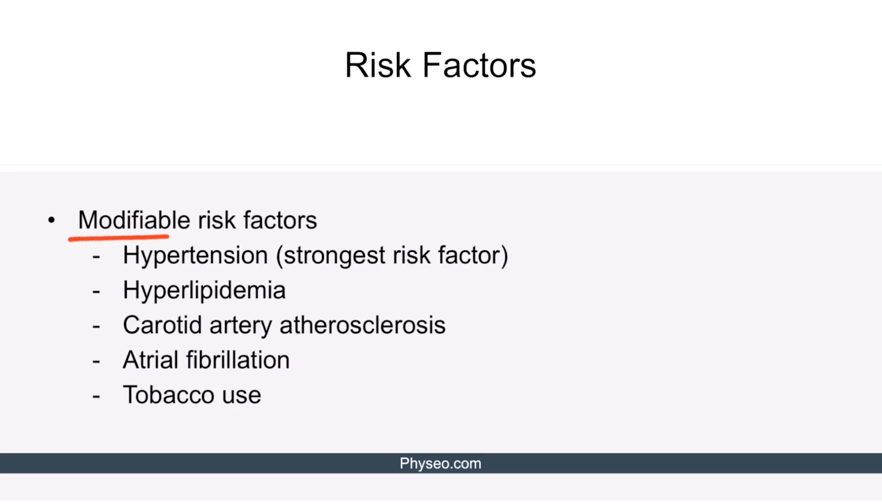Let's move on to the modifiable risk factors for ischemic stroke. It's very high yield to know that hypertension is the strongest risk factor for any type of stroke, including ischemic strokes. However, hyperlipidemia can also contribute to the patient's risk for ischemic stroke. Carotid artery atherosclerosis can result in an atheroembolism to the cerebral vessels, causing ischemic stroke. Atrial fibrillation can cause formation of a thrombus in the left atrium that can later embolize to the cerebral vasculature and cause a stroke. Finally, tobacco use also increases the risk for ischemic stroke.